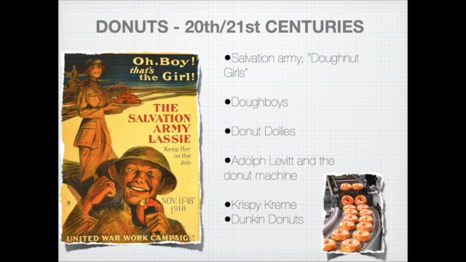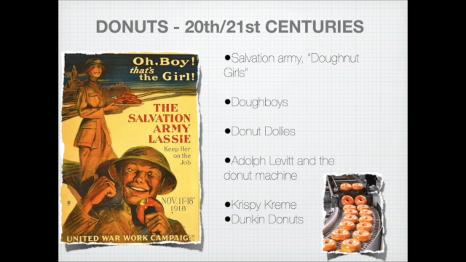Moving on to a more modern time, during World War I, Salvation Army workers known as donut girls would distribute donuts to American soldiers in France, and the soldiers that received these donuts were called doughboys. Later, these donut girls were replaced in World War II by donut dollies. Speaking of the invention of the donut machine, a Jewish refugee named Adolf Levitt in America created the first automated donut machine in 1920, and he showcased this machine at the Chicago World Fair of 1934.